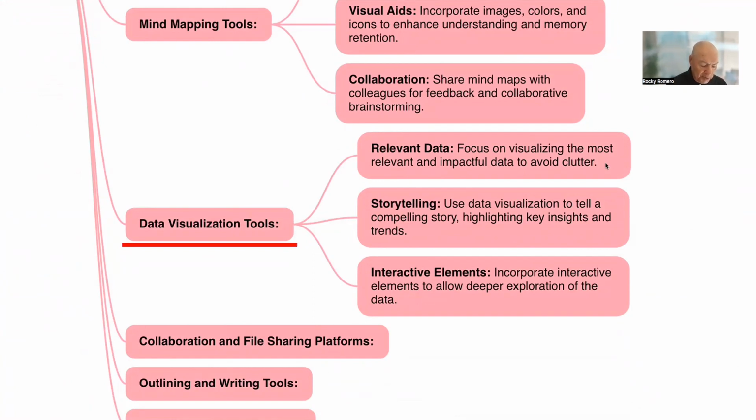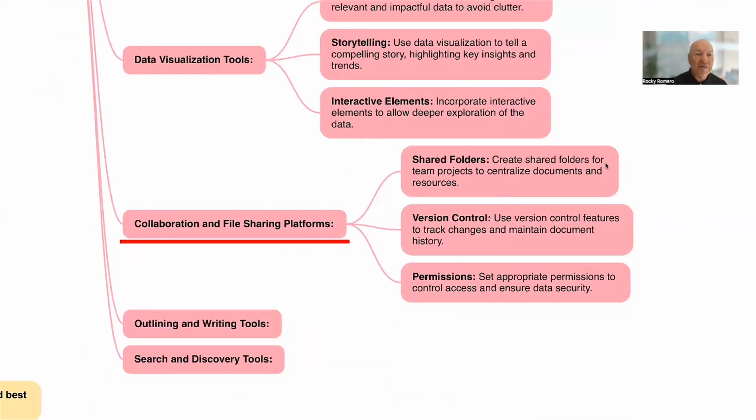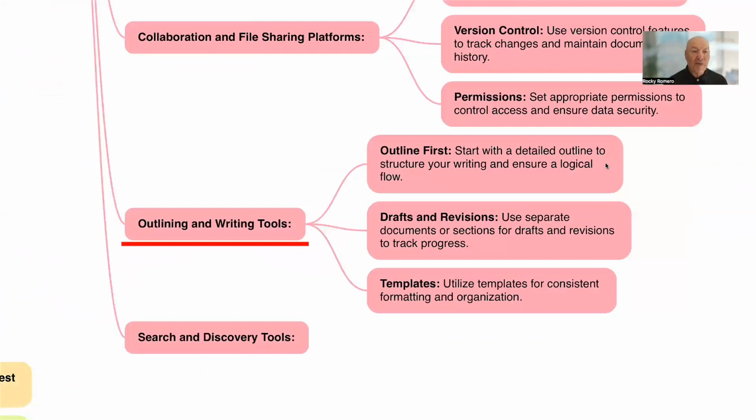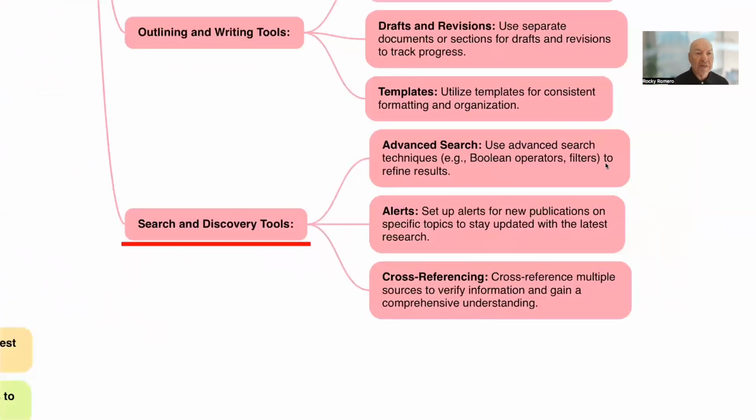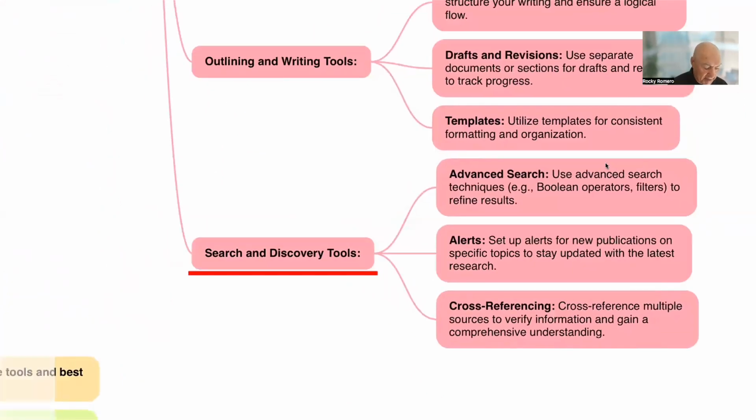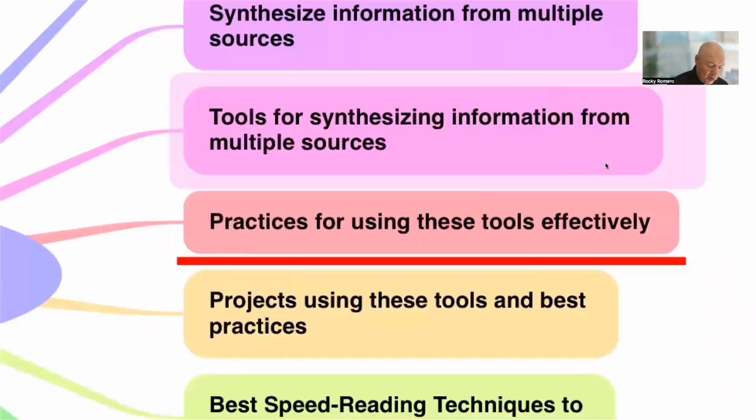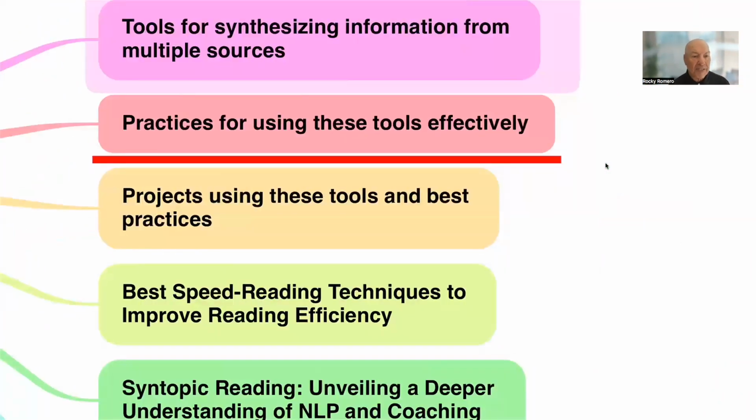Data visualization tools, storytelling is my favorite. And actually, if I can remember the beginning, middle, and end, and a call to action, a CTA, then it makes it a very powerful tool. Collaboration, file sharing platforms, sharing folders with permissions, outlining and writing tools. And here's some of the templates and drafts. Search and discovery tools, advanced search, alerts, cross-referencing. Again, my searching skills are tending more towards ChatGPT, Perplexity. Google has a tool. Microsoft is coming on board also with a tool.